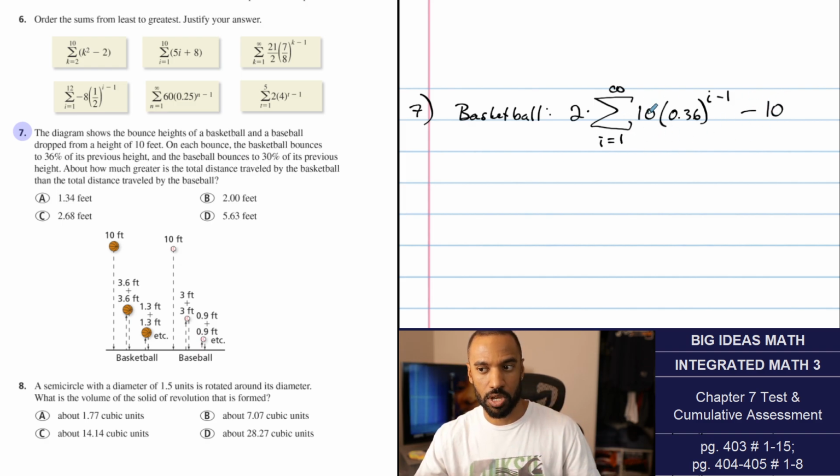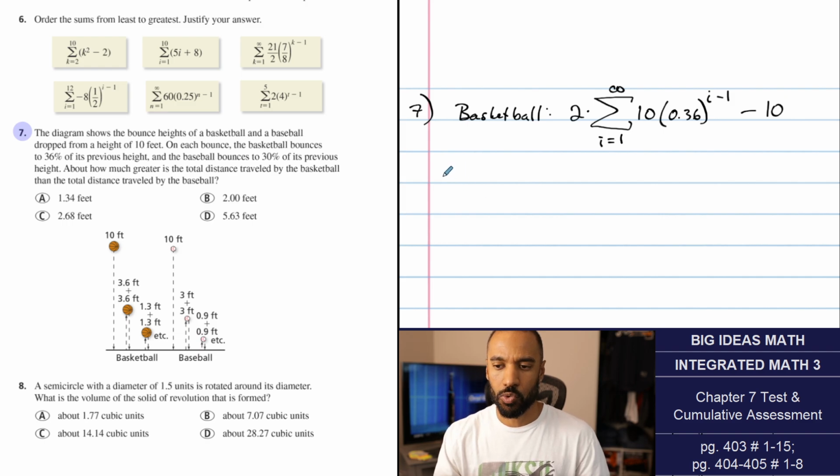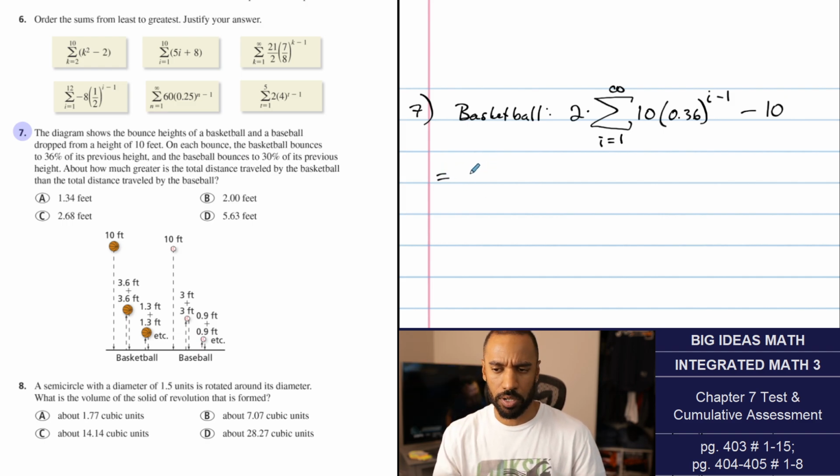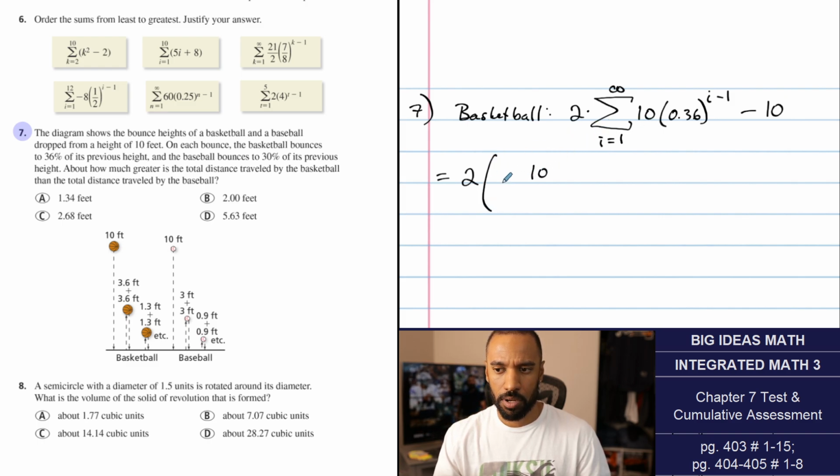So this should be the basketball's computation for this. That means this will be, this is in my head on how this would work. This is 2 times the infinite sum, which is the first term over 1 minus the common ratio, and then minus 10. 2 times 10 is 20.